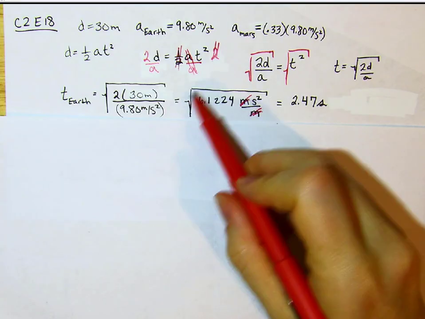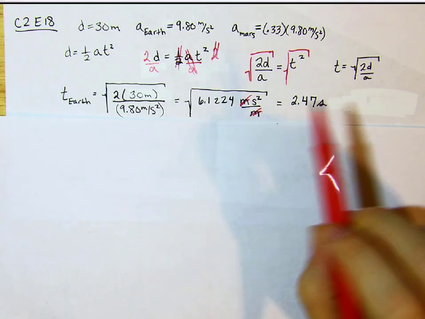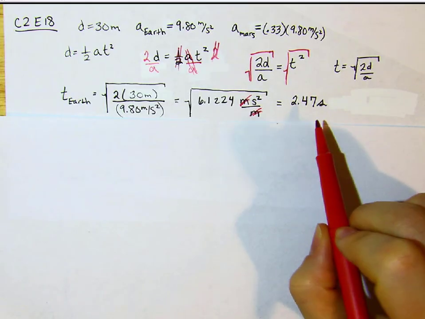So then if I do the square root of the value, I get 2.47. And square root of seconds squared, I just get seconds. I'm not going to round this yet and call it my final answer. Let's keep going and get to the end first.